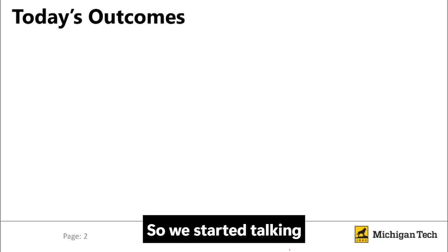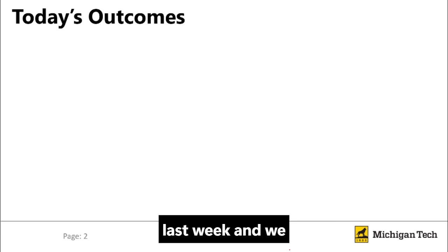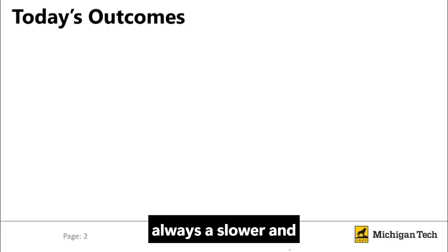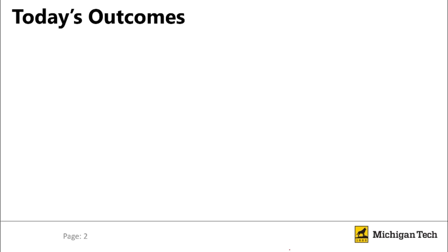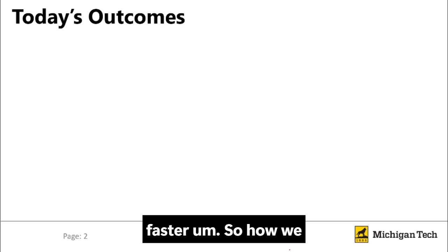We started talking about memory and processor last week, and we mentioned that memory is always slower and even gets slower, because the size is improving and the CPU gets faster and faster. So how do we fill this gap? That was the idea.